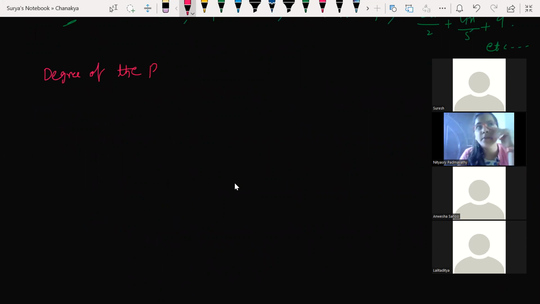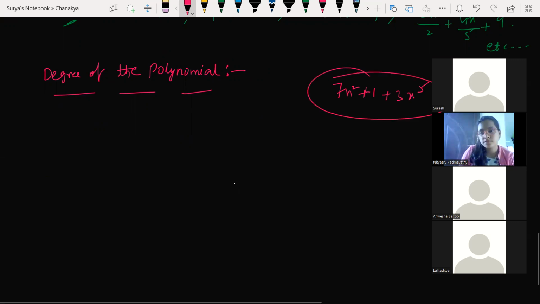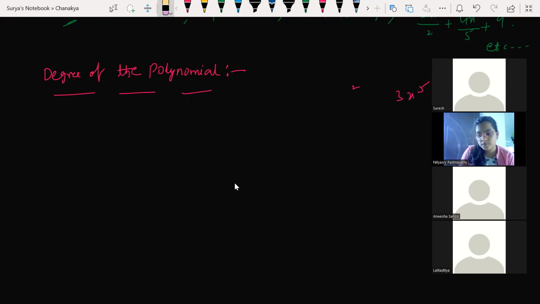So for polynomial, trinomial, can we give an example like 7x square plus 1 plus 3x? Yes, trinomial only. Why? Because 3 terms. Because this is 1 term, 2, 3.